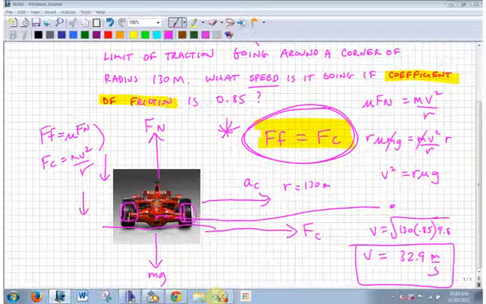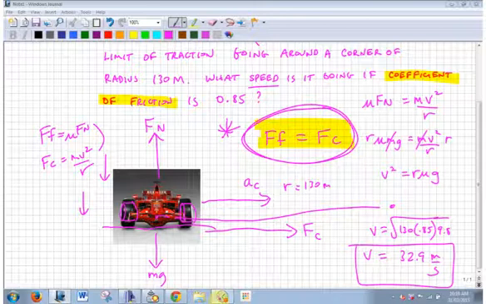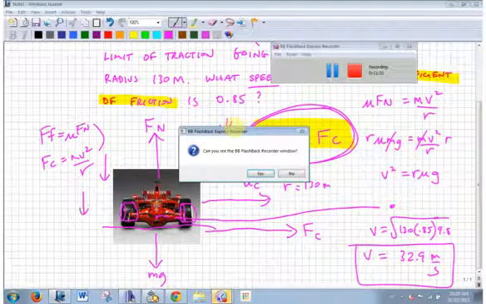Well, according to this, no. That might be the coefficient when it's raining, though. These guys are real men. They're not like NASCAR boys. They actually do race in the rain.